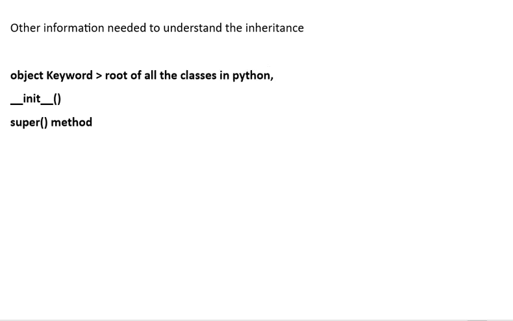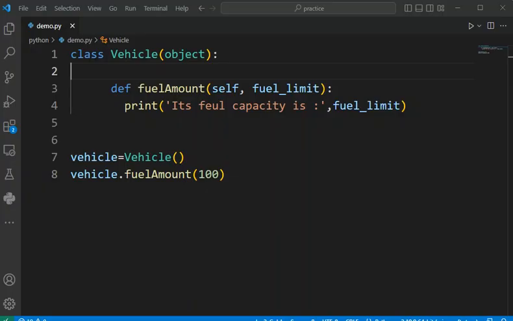It is similar to Java. In Java, there is an Object class, which is the root for all the classes. In the same way, in Python we have the object keyword. We use that object keyword inside the class declaration, because it is the root of all the classes in Python. It means if you are creating any class, definitely it has a base class, because the parent class is the object class, which is provided by Python itself.